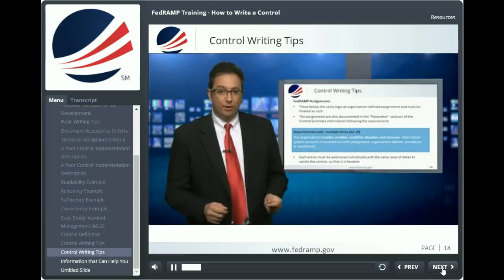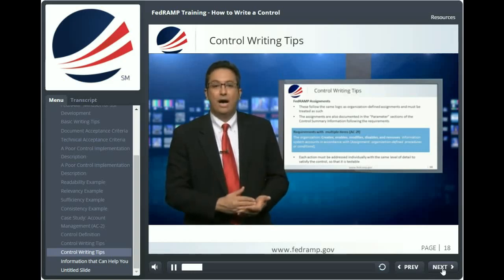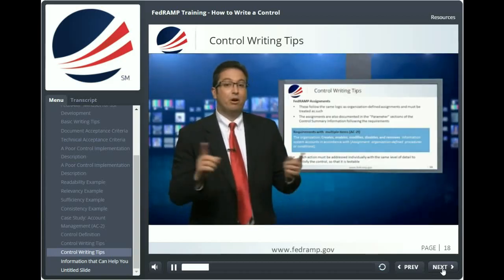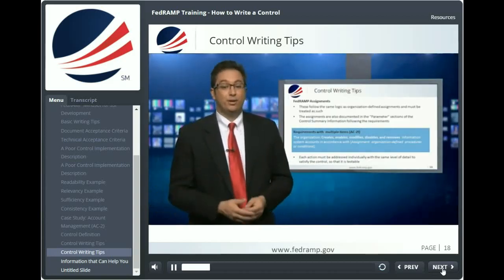Now, make sure that you write to the how and the why for how your organization creates system accounts, enables system accounts, modifies system accounts, disables system accounts, and removes system accounts. Now, I just want to say, if there are other accounts, you need to address those as well.